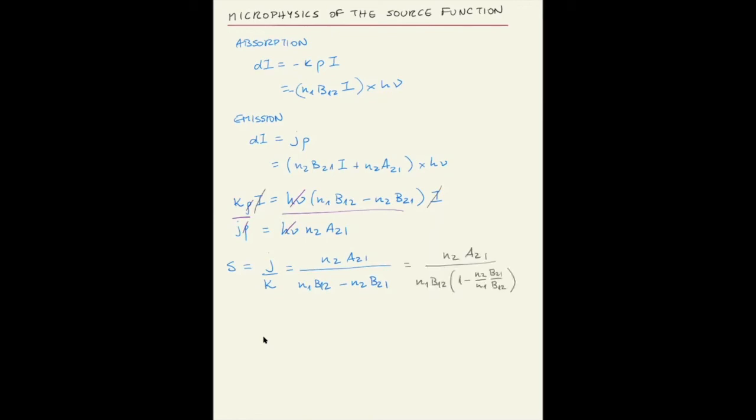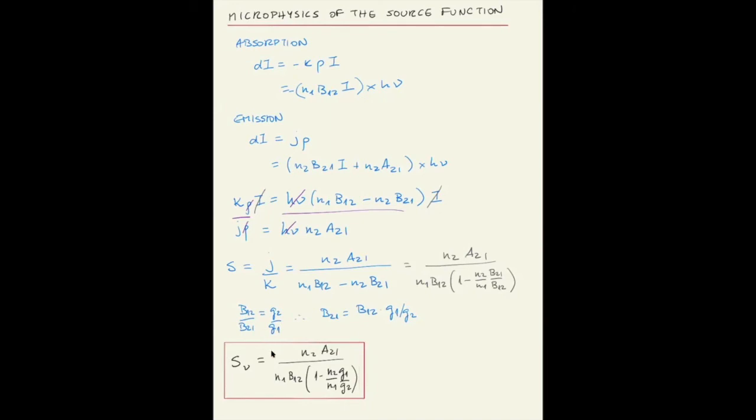And then we can use the second Einstein relation to eliminate the B21. The second Einstein relation was that B21 is equal to g1 over g2 times B12. So we substitute this expression for B21. Now, this is the most general form of the source function for this simple system of two energy levels.